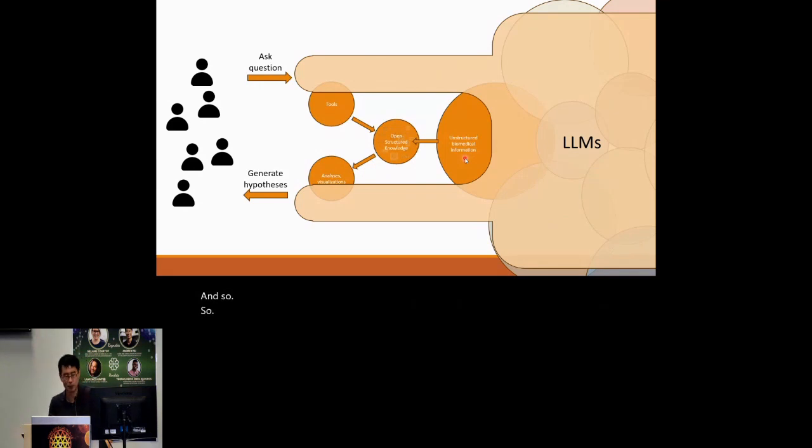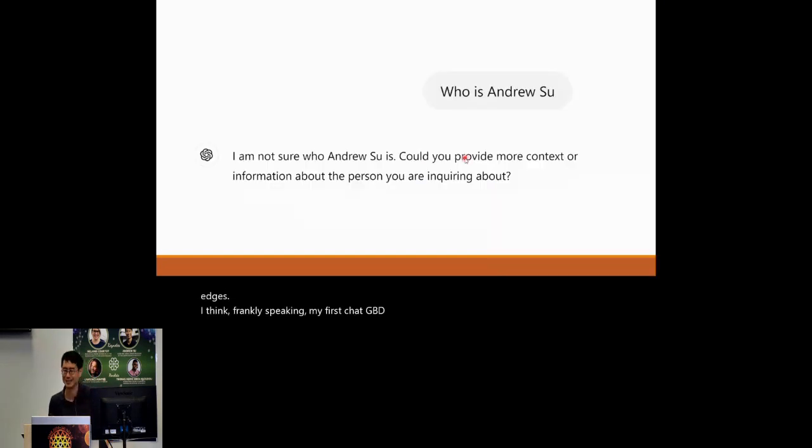And so, obviously, ChatGPT was the first large language model with this generally accessible chat interface. And it showed a lot of promise. I think we can all agree that the first versions had some rough edges. I think, frankly speaking, my first ChatGPT query was pretty disappointing.